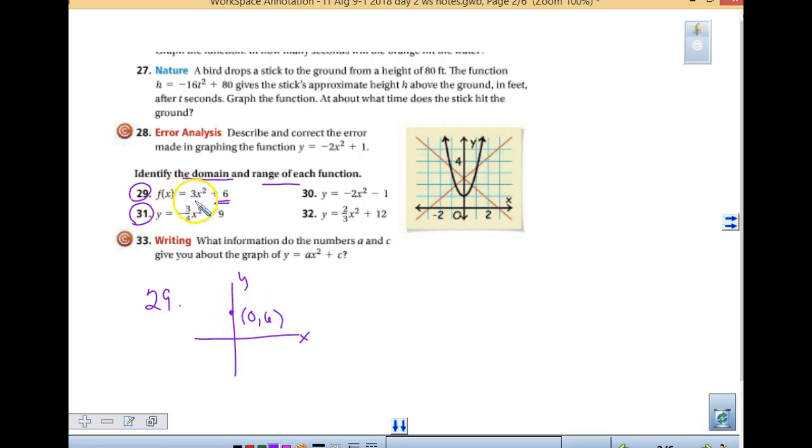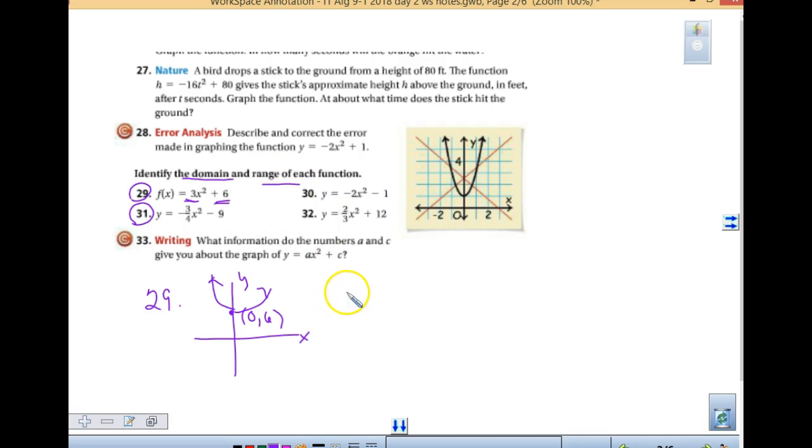Should my parabola be going up or down because of that lead coefficient of 3? If we look at that lead coefficient, Mallory, what do you think? Up or down? Up. 3, right? Positive is going to make it go up. So if I'm looking at 29, I don't really have to graph this, but I know this is a parabola going up. I could find the other points, but it didn't tell me I had to graph. It just said identify the domain and range.